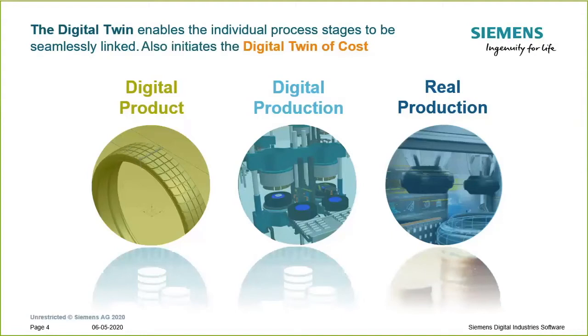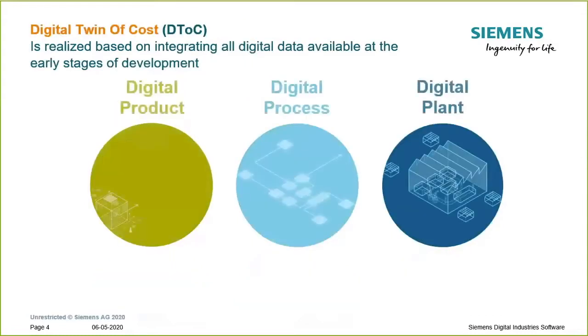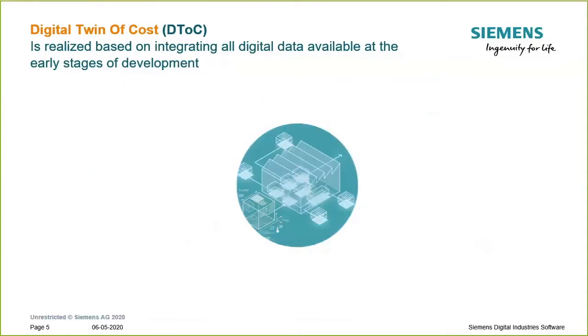What we do is predict, simulate, and optimize the product and the production systems before investing in prototypes and physical assets. And that translates into the real cost at the end of the day. So, the digital twin of cost: what it is and how we realize it. Basically, we need three steps: the digital product, the digital process, and the digital plant. When we combine all this information, it forms the digital twin of cost.